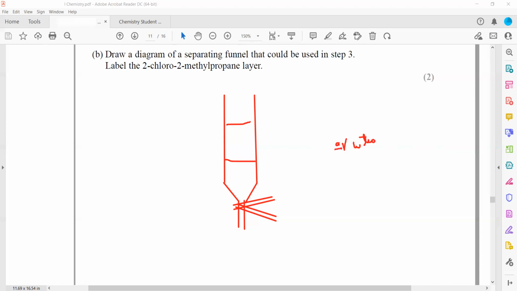And what is the density of the water? Density of the water is 1 gram per centimeter cube. Compared to that, the 2-chloro-2-methylpropane density is 0.8 gram per centimeter cube. Because now in the separating funnel we don't have the original reagent, we don't have alcohol, we have the aqueous layer and the organic layer, which is 2-chloro-2-methylpropane. So what will be the position? Because it has a low density, the 2-chloro-2-methylpropane will be the upper layer and the aqueous layer will be at the bottom.